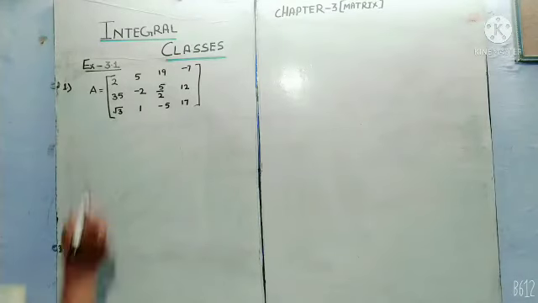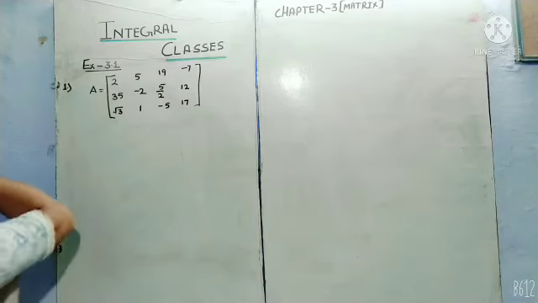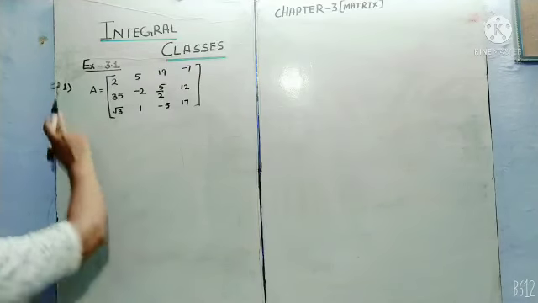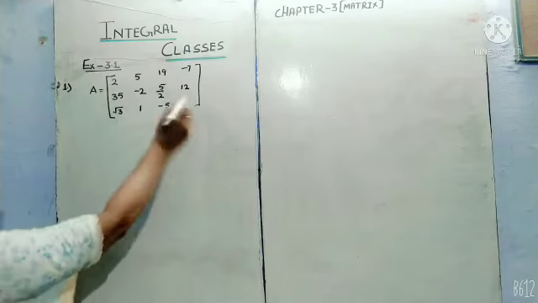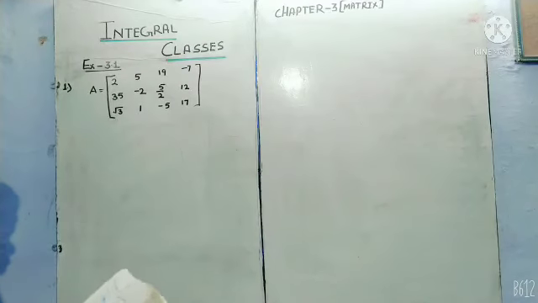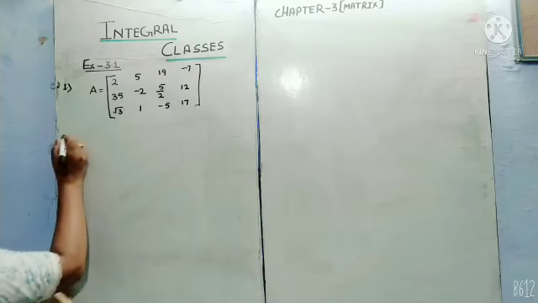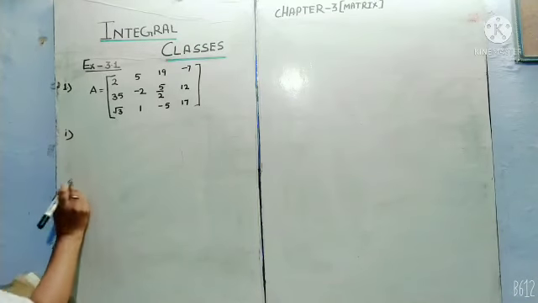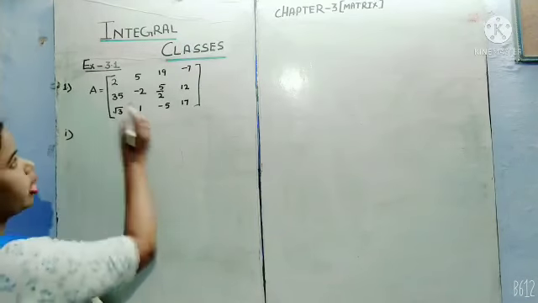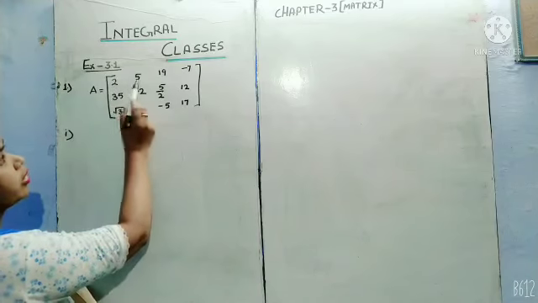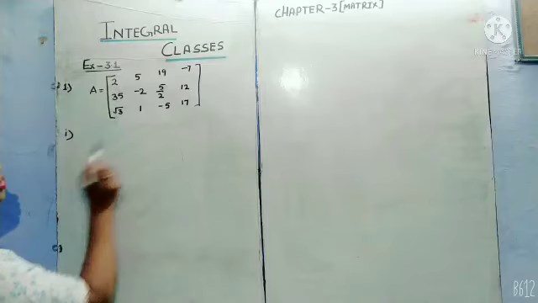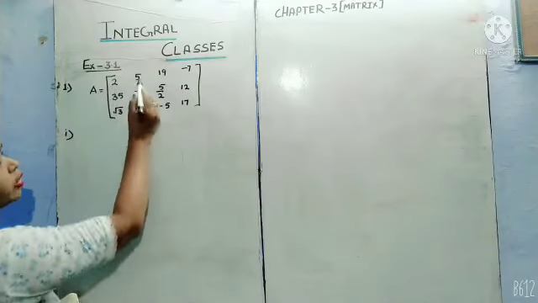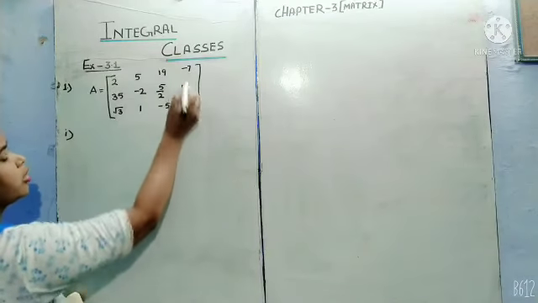Now we will start exercise 3.1 of chapter 3, matrices. Question number 1 is given, student. We have a given matrix, and the first question is to write the order of the matrix. As we know, how many rows are there? 1, 2, 3. 3 rows. And how many columns? 1, 2, 3, 4.